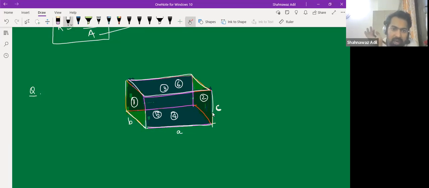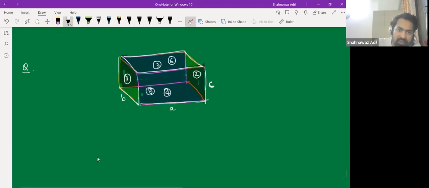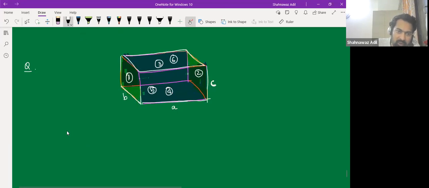So is this part clear, guys? Yes. Okay, so now the question is that I want to calculate the resistance between surfaces one and two, right? Is this part clear? And let's say that the resistivity of this material is rho.